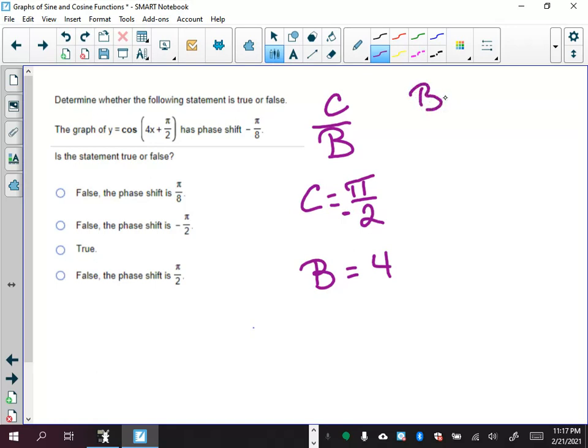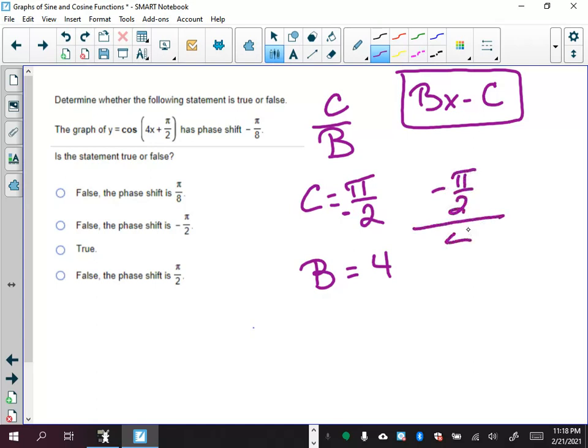it's bx minus c. So that's the key that you need to remember. And so since this is a positive pi over 2, this has to be a negative pi over 2. Okay? So then we've got negative pi over 2 all over 4. Copy dot flip. And when I wind up with that, I get negative pi over 8. So your answer should have been true.